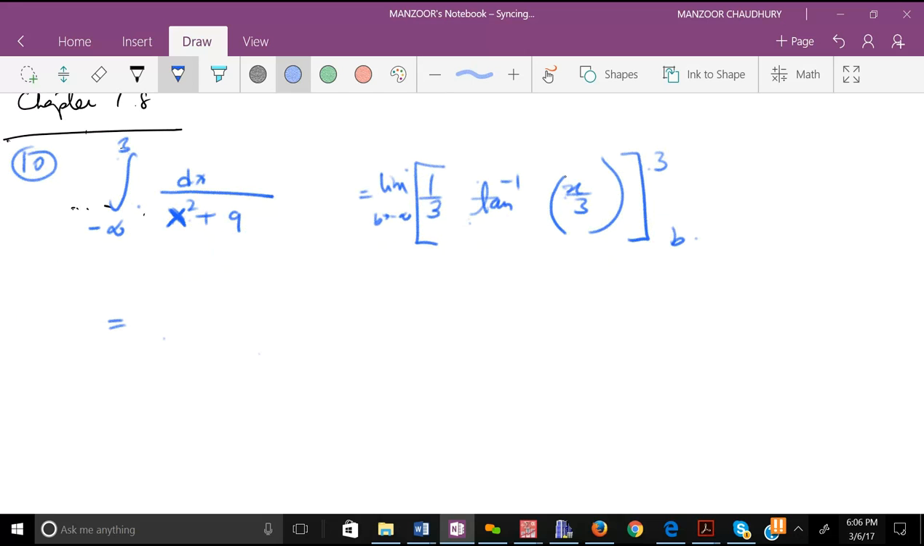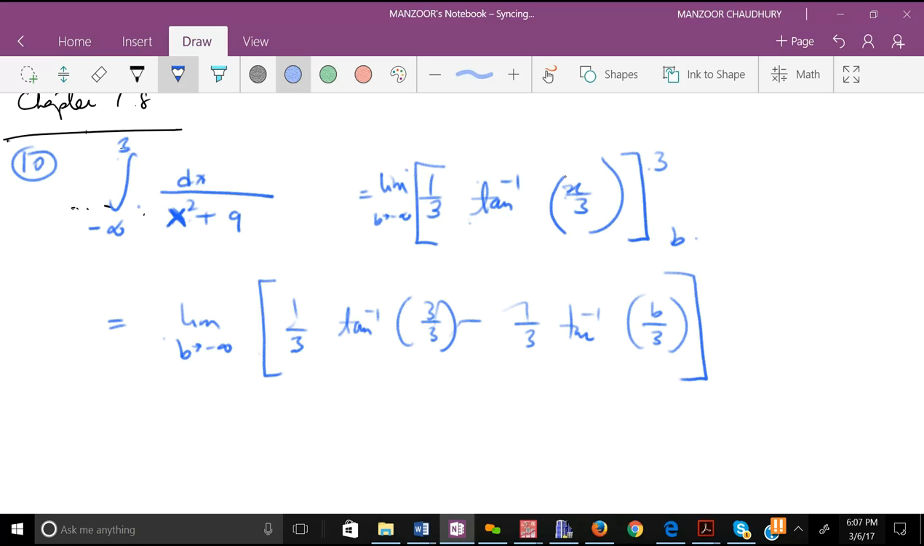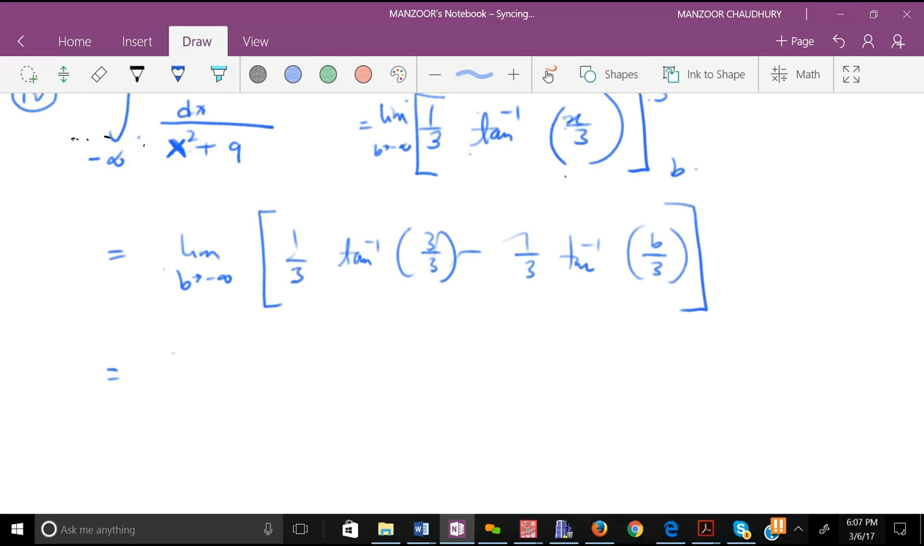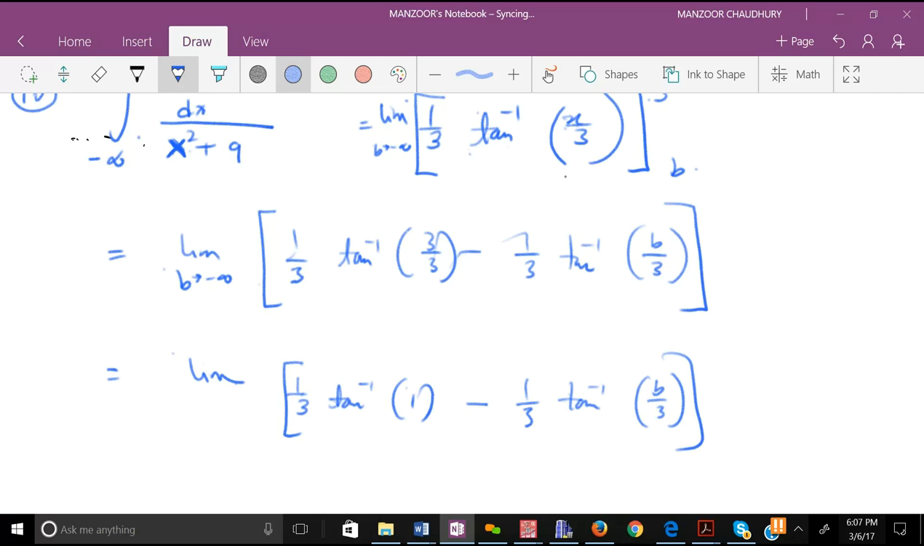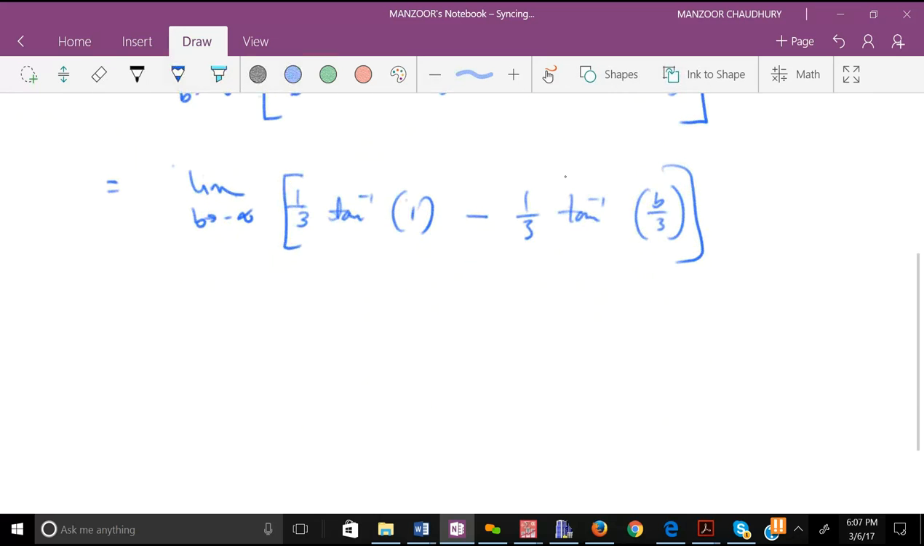Okay, then you have the limit as b goes to negative infinity. We have 1/3 arctan of 3 over 3, minus 1/3 arctan of b over 3. That should be equal to, do you get it so far? Yeah, I got it. So that should be 1/3 arctan of 1 minus 1/3 arctan of b over 3, which is going toward infinity anyway. So when we do that, this first part becomes 1/3.